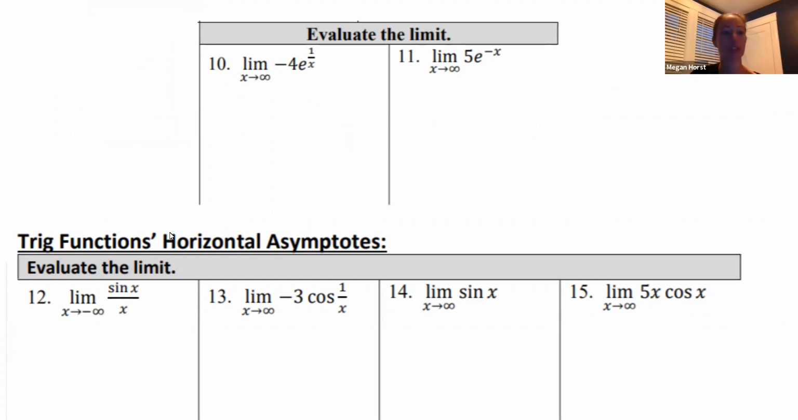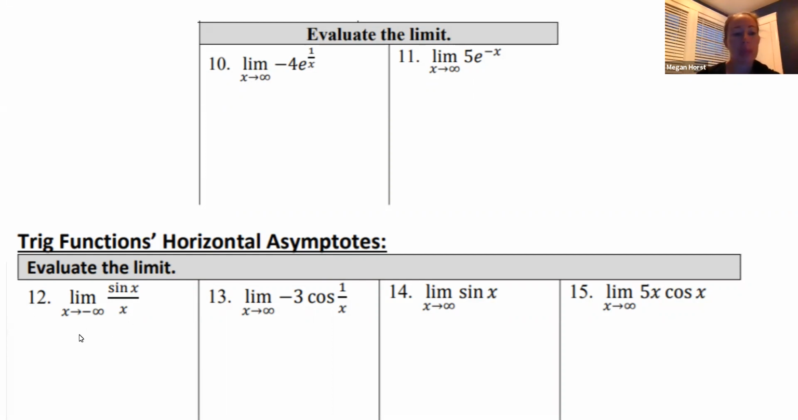All right, next we're going to look at trig functions. And with our trig functions, we're going to have to try to use a couple different strategies to figure out what's going on. And you kind of really have to think through these. They don't flow through just analytically as well.